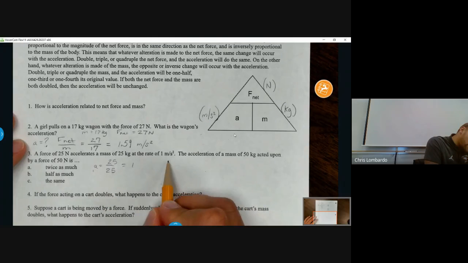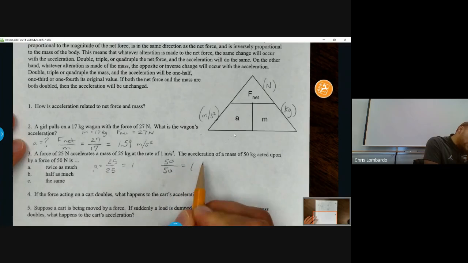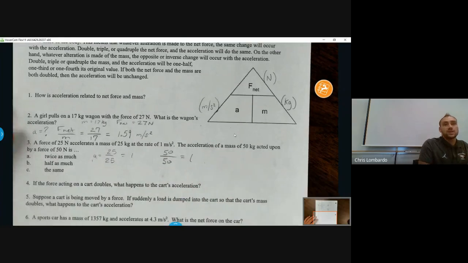So what is the next one going to be? Well, it's 50 newtons over 50 kilograms. 50 over 50 is still 1. So the acceleration would remain unchanged. It would be the same, 1 meters per second squared.